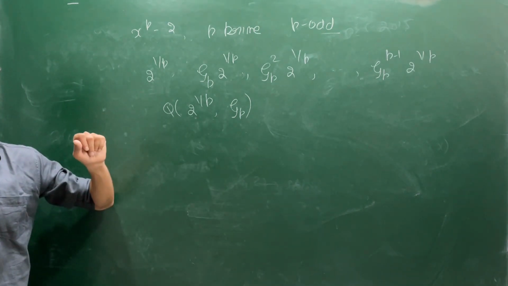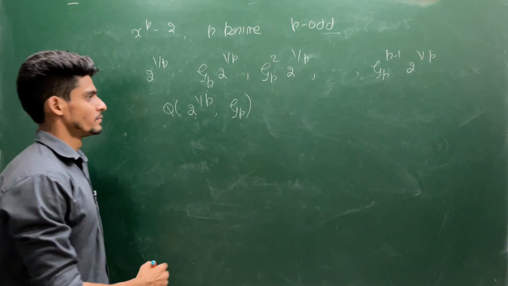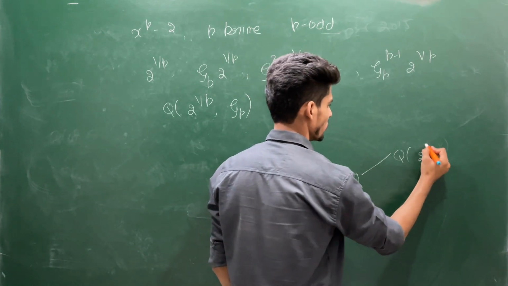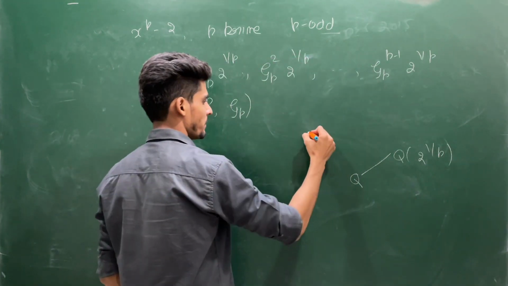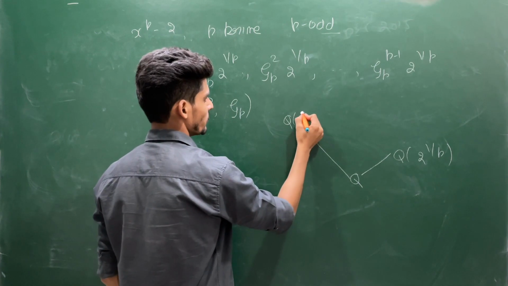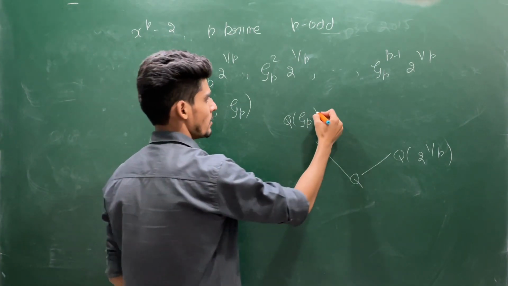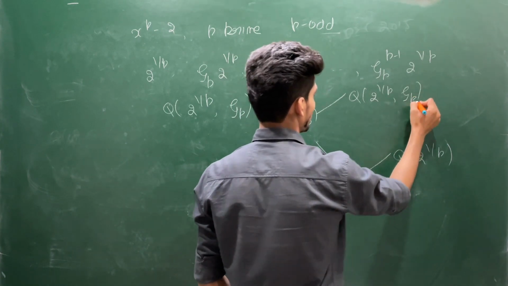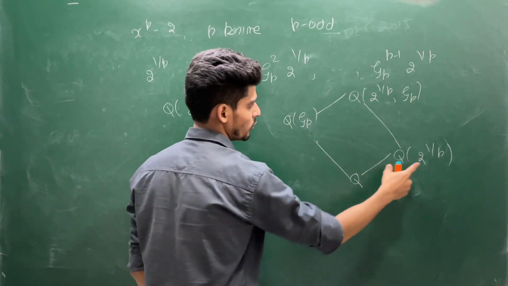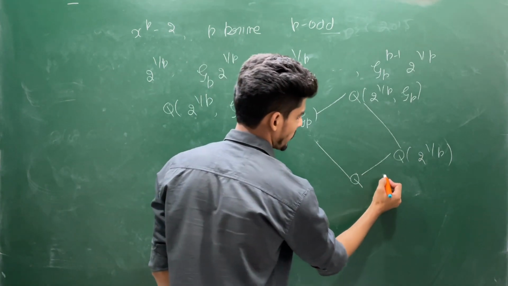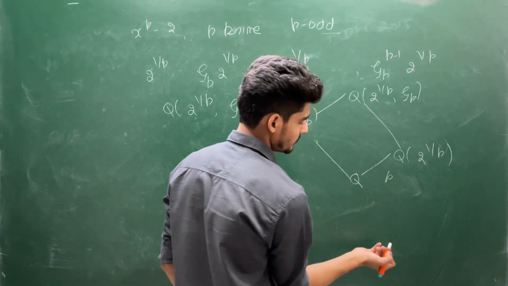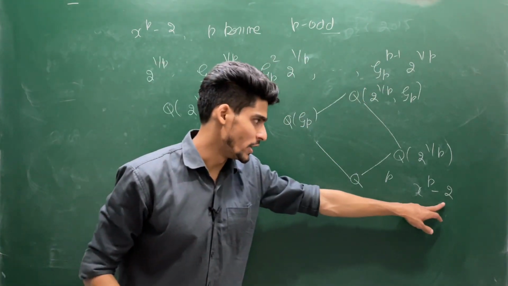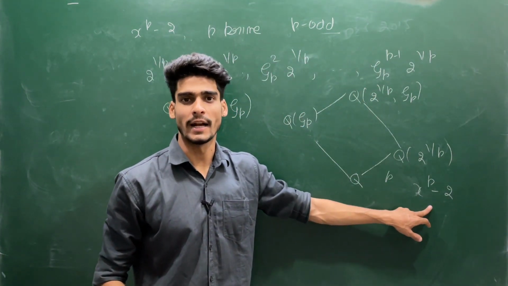Can you tell me the degree of this splitting field? See, from Q you can go to Q adjoin 2 to the power 1/p. From Q to Q adjoin zeta p you can go here. From here you can go to 2 to the power 1/p and zeta p. So from Q to Q adjoin 2 to the power 1/p you can go with degree p, because you have the minimal polynomial x^p minus 2. This is a minimal polynomial and this is irreducible by using the Eisenstein criterion.